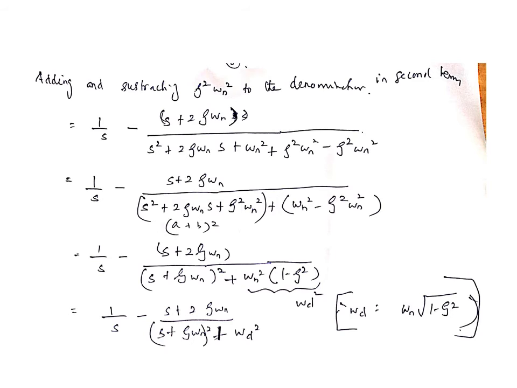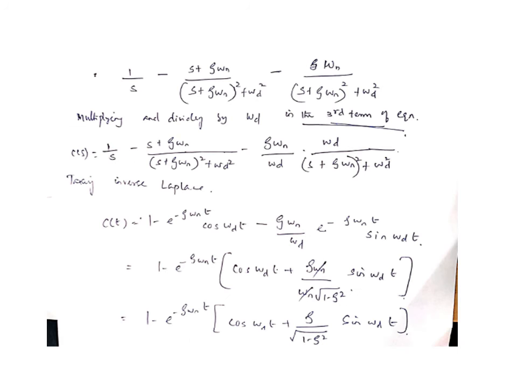Then do some manipulations. The manipulations you can easily understand. This is going to be s square plus 2 zeta omega n s. We'll be adding and subtracting zeta square omega n square, which is added here, and this omega n square minus zeta square omega n square is separated, and this is going to give s plus zeta omega n the whole square plus, and here I'm going to take omega n as common, and then we get 1 minus zeta square. Omega n square into 1 minus zeta square is considered as omega d square, and omega d equals omega n into square root of 1 minus zeta square.